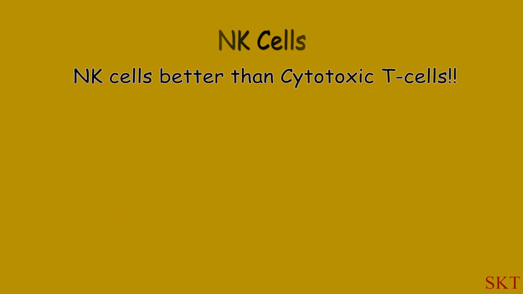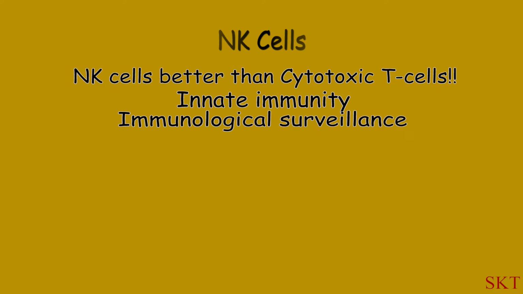Maybe we can call NK cells better than cytotoxic T cells, because cytotoxic T cells are specific to certain attacks by pathogens. So that's why they come under adaptive immunity. The NK cells target a large variety of cell types, and that's why they come under the innate immune system. NK cells are also called immunological surveillance because they roam around our body and detect the defective cells. They kill them. So the question is, how do they detect the defective cells?